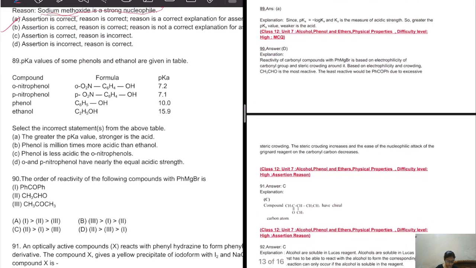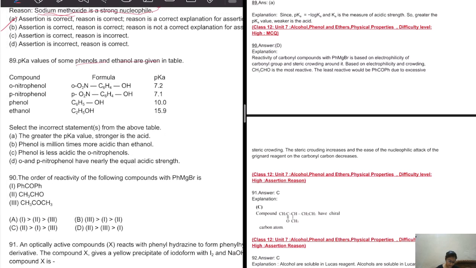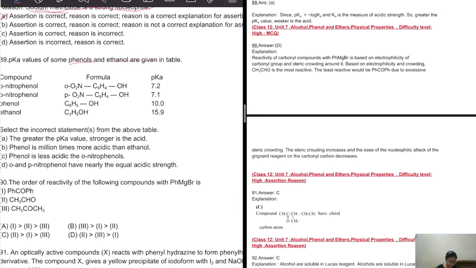Now let's see the next question. pKa values of some phenols and ethanol are given. Let's see the relation between pKa values and the acidity. So the more the pKa, Ka would be lesser and acidity would also be lesser.